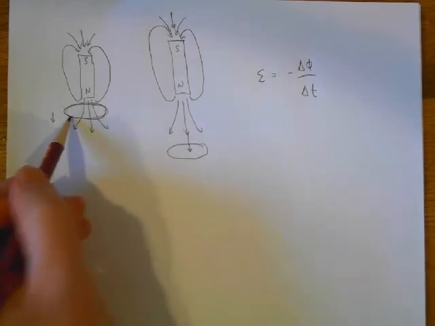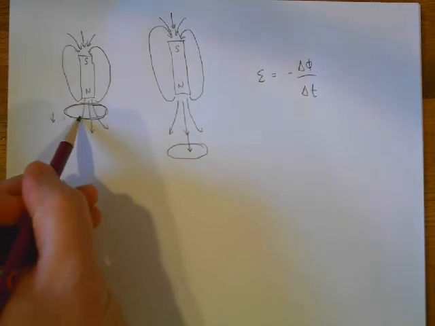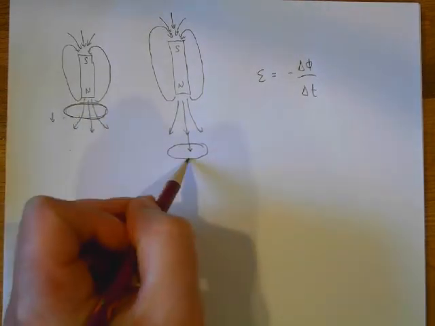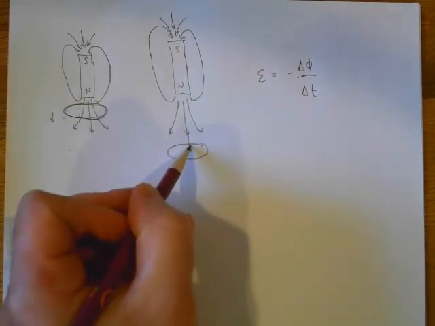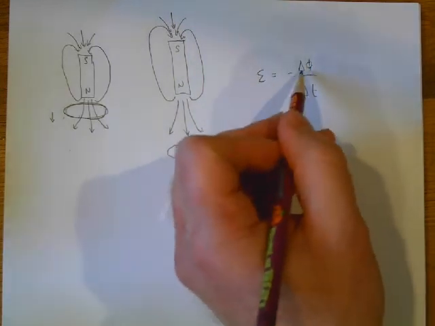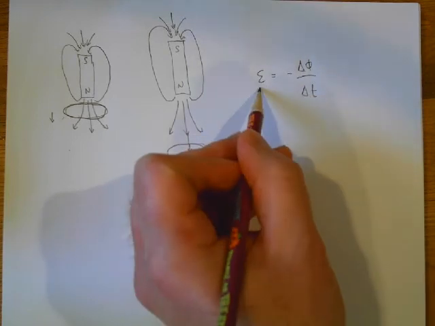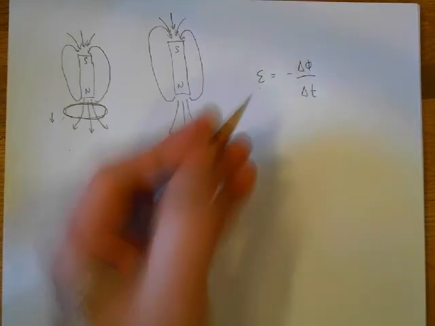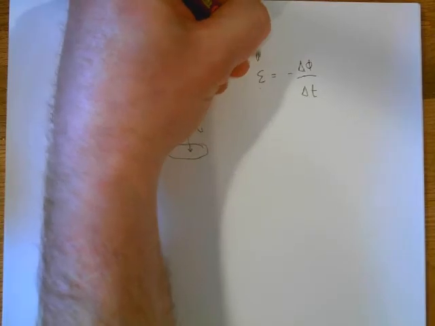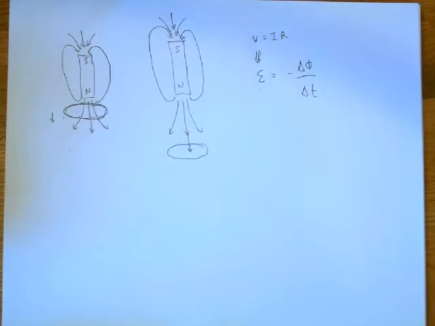So let's say this loop is being pulled down. Right now I have 3 field lines going through it, and if the loop gets pulled down, now I only have 1 field line going through it. Well, that means my flux would be getting less, so I have a changing flux, and the rate that flux is changing would cause a voltage. And again, this is just voltage, so you could still use your very nice equation.